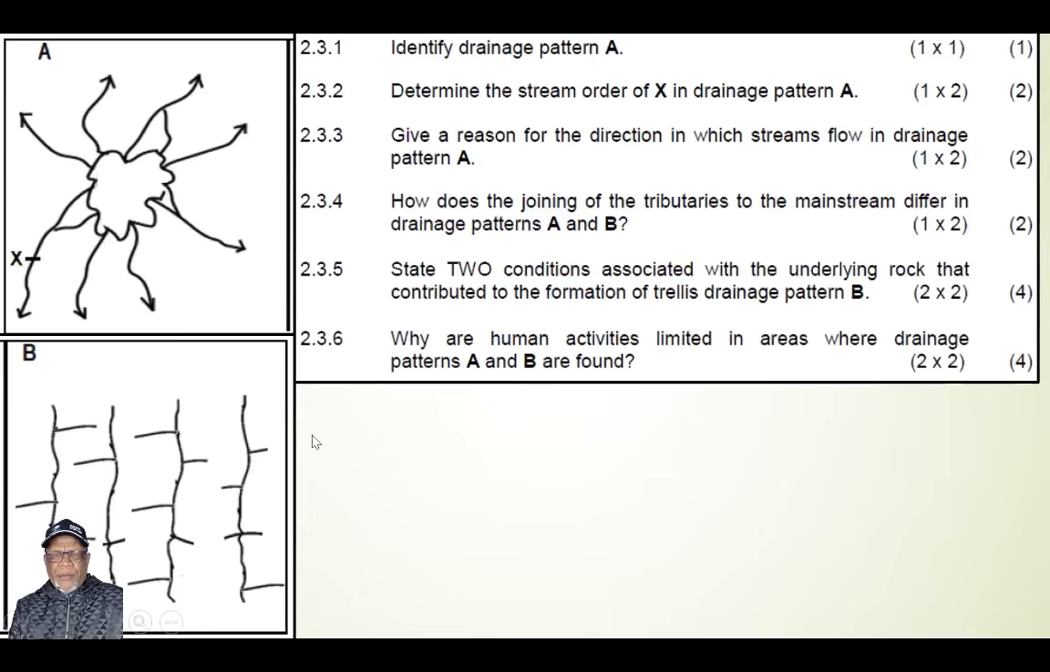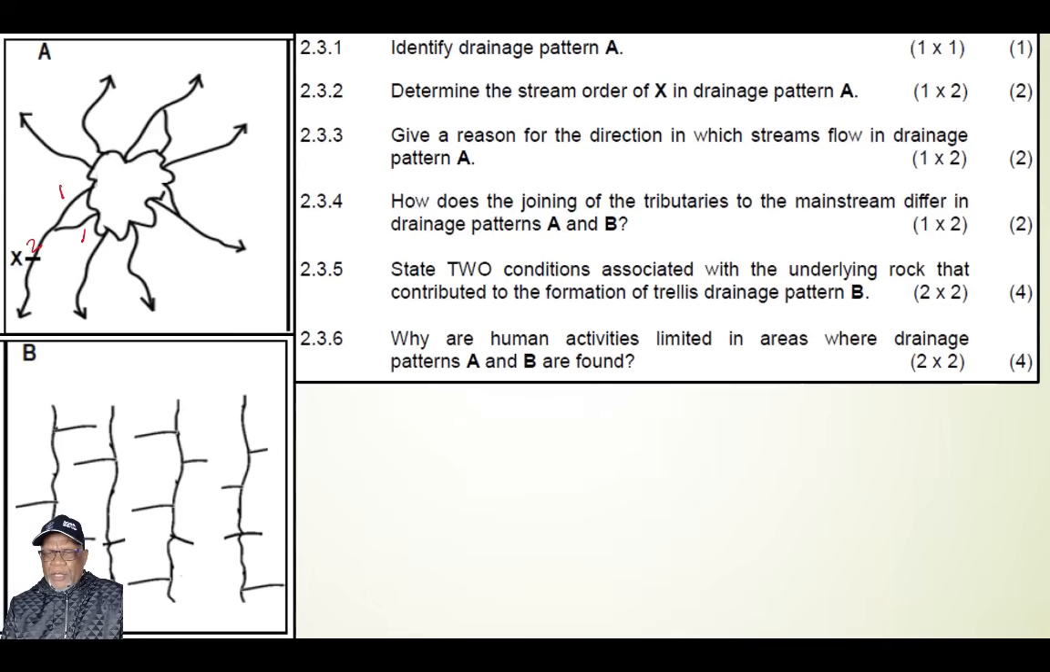Now, here are the activities on patterns. Identify drainage pattern A. This one looks like a radial pattern. You see the streams are radiating away. Determine the stream order of X in drainage pattern A. So what are you looking at here? You say this is stream order 1 and stream order 1. They are going to make stream order 2. So the stream order there is stream order 2.